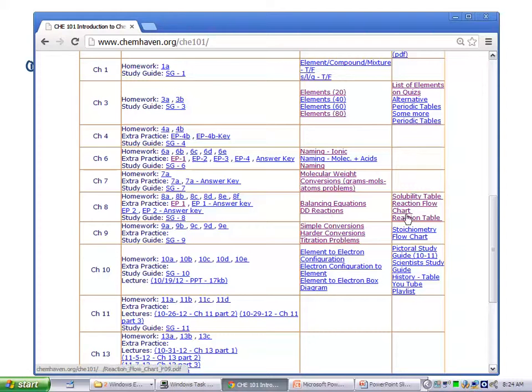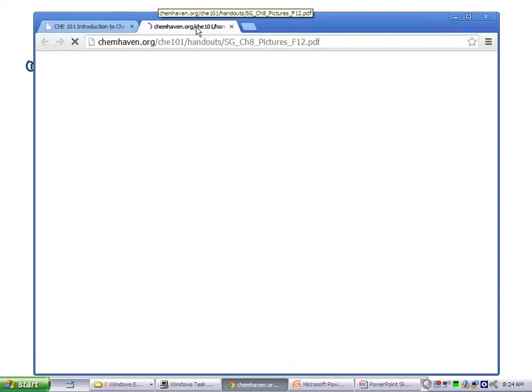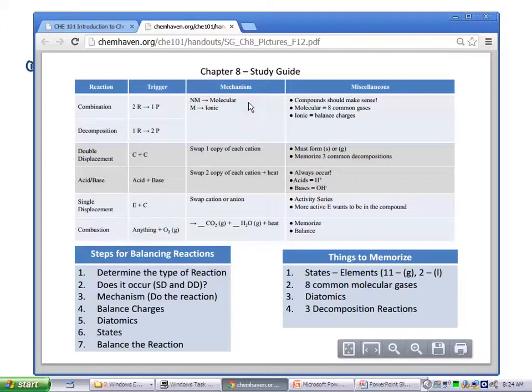So what I'm talking about is this reaction table, is what I called it. Notice that the very first thing on that table, kind of in the upper corner, is what I called one-year triggers over here. I guess you can kind of see where my arrow is pointing, where it says triggers. Meaning, how am I going to tell whether I'm doing a combination, decomposition, double displacement, acid-base, single displacement, or a combustion reaction? If you can't figure out what reaction you're doing, you're going to have an awful hard time finishing it, right? So that's the key.